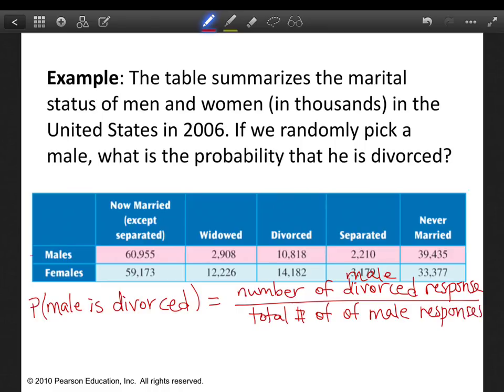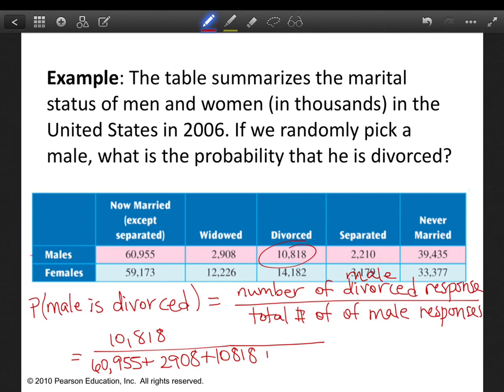Okay, so that's going to be 10,818 for the number that were divorced. That's this number here. And for the total number, I need to add up all of the numbers in the male column. So 60,955 plus 2,908 plus 10,818 plus 210 plus 3,943. Okay, so go ahead and plug that into your calculator. I'll plug it into mine.